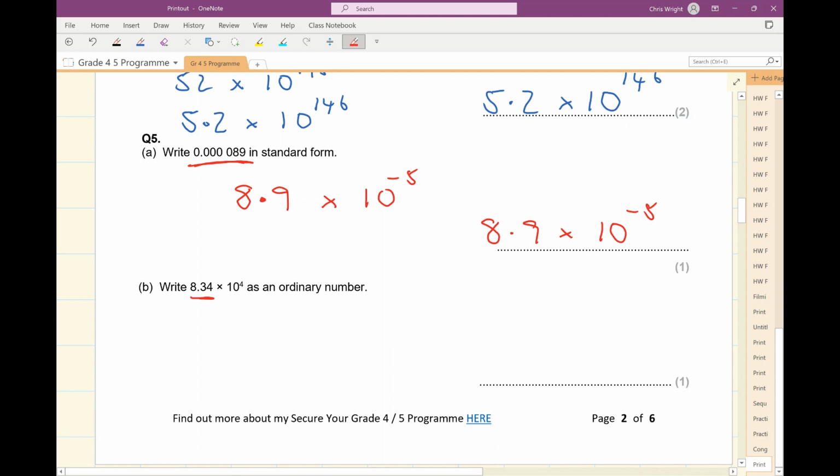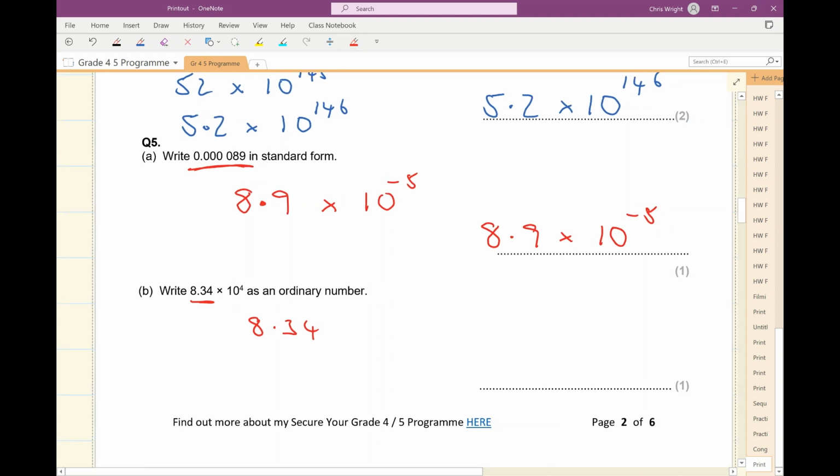8.34 times 10 to the 4. Well, 2 hops will take you over the 3 and the 4. So then you'd have 834. But then you've got 2 more hops to do. So my answer is 83,400.